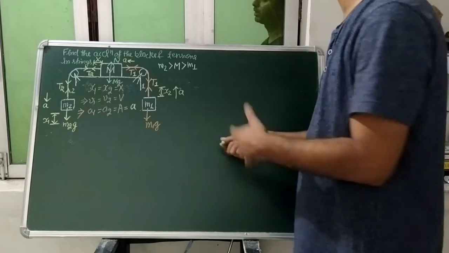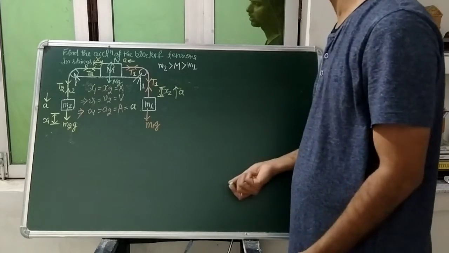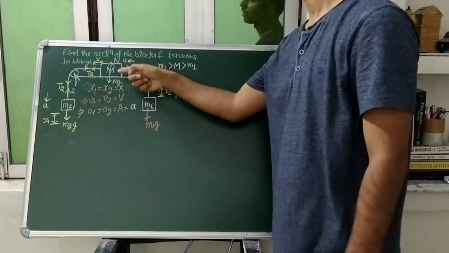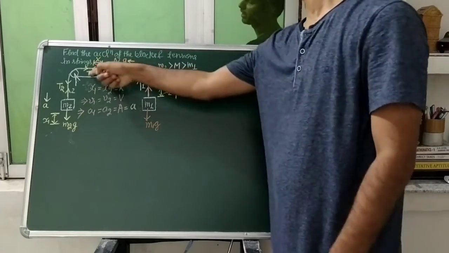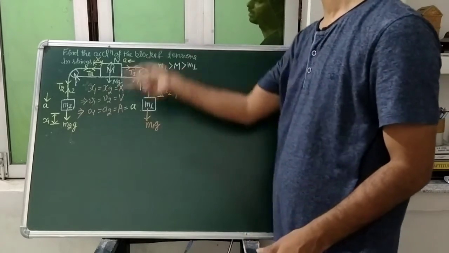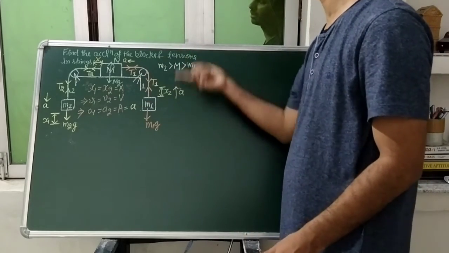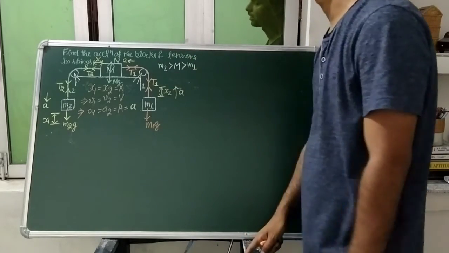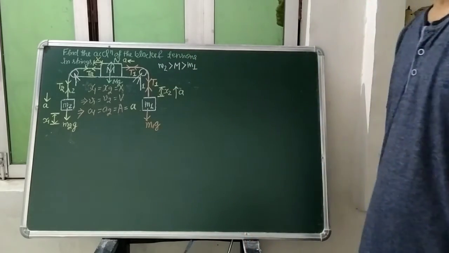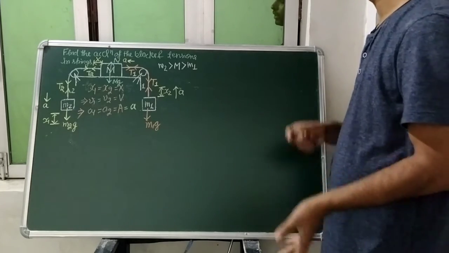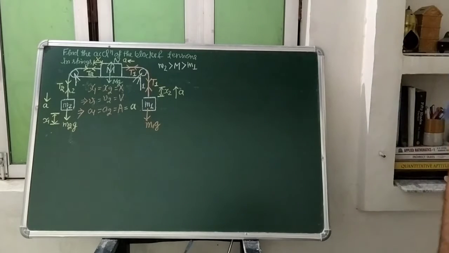No force and no acceleration is present in the x direction. There is only the acceleration for this block in this direction, and tensions T2 and T1 are present over here. No acceleration is present in the y direction. Here the acceleration is present in the y direction, and no acceleration is present in the x direction. So I think you will become habituated to these things, and you should think in this way.